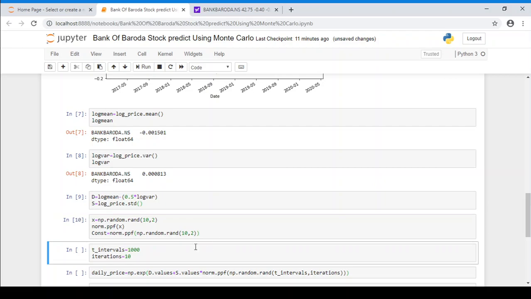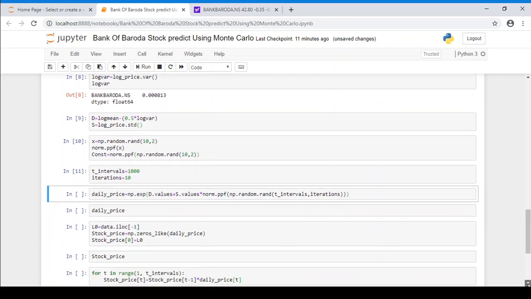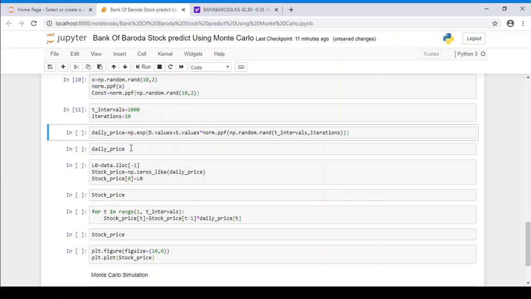Once that is done, I'm trying to take an interval of 1000 days. The iterations is around 10. So once we are able to declare these variables, I'm trying to put the formula over here. So I'm trying to understand the daily price, what it can do with this randomness involved. So I've brought this formula. So I brought this numpy on this exponential part to understand the drift value that I have, the standard deviation that I have, and then followed by the randomness with the intervals of 1000 days.